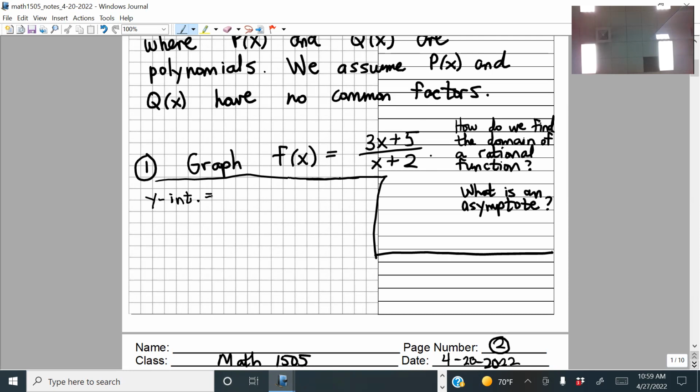So how do you find Y-intercepts? Just make x 0. When you make x 0 in this formula, you get y equals 5 over 2, right? So it has a nice Y-intercept, 5/2. It's going to cross the y-axis at 5/2.